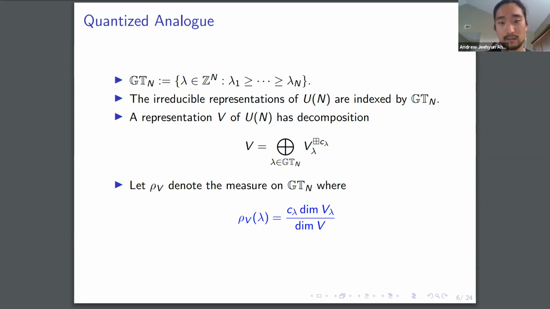So this is the definition for these quantized models. I'll try to link this with the random matrix model in just a moment, but are there any questions about this definition so far?